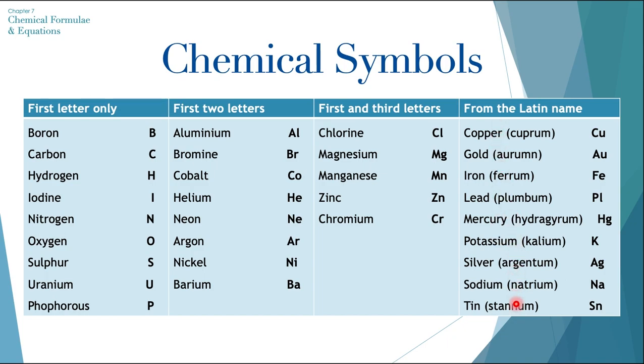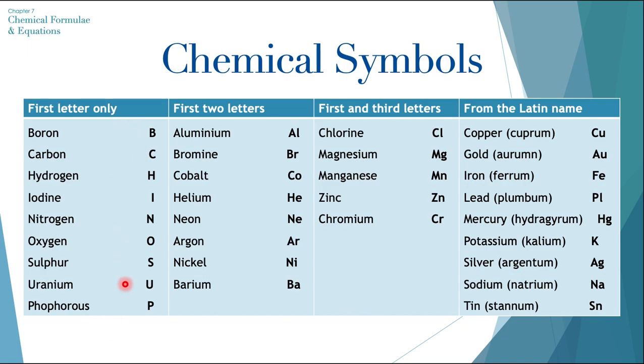So these are all the elements whose symbols come from their Latin names. These are the elements whose symbols come from the elements' first and third letters. Here we have the first and two letter symbols, and here we have the first letter only symbols. These ones are the easiest.